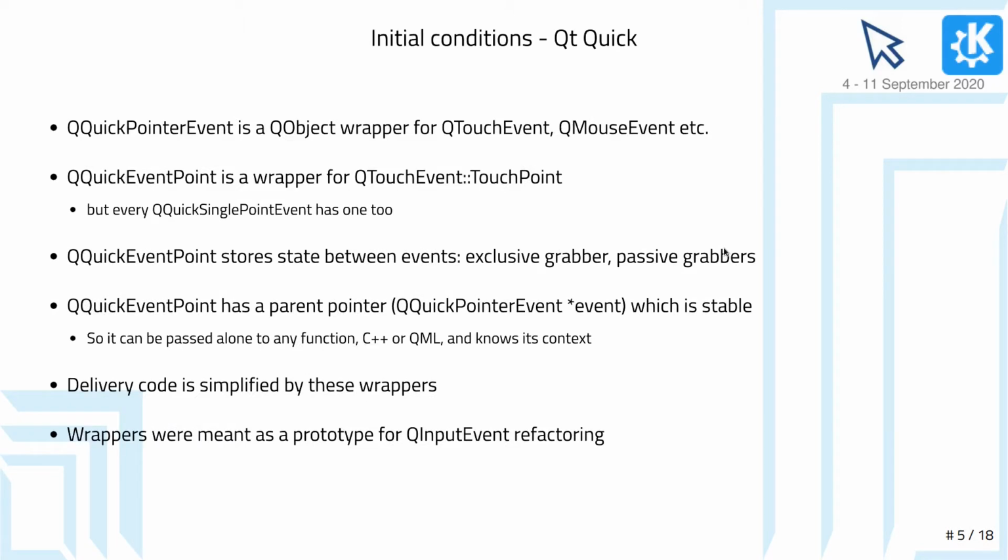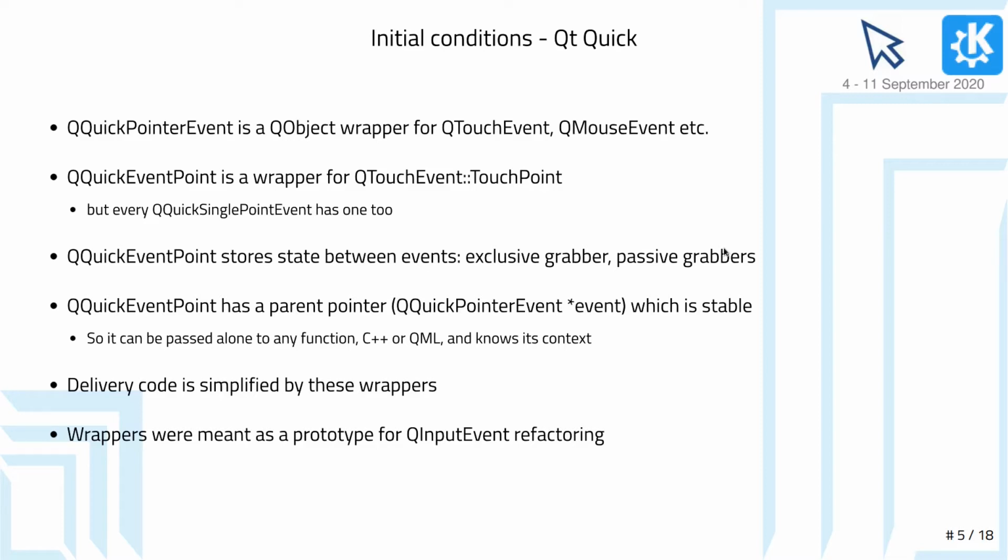So the initial conditions, meaning where did we start from in Qt 5, the Qt Quick Pointer event is a QObject wrapper for QTouch event, mouse event, and so forth, and we have different subclasses for those different event types. That's because we wanted to prototype what the API could look like in Qt 6 and then go ahead and start using it in Qt Quick window for delivery.